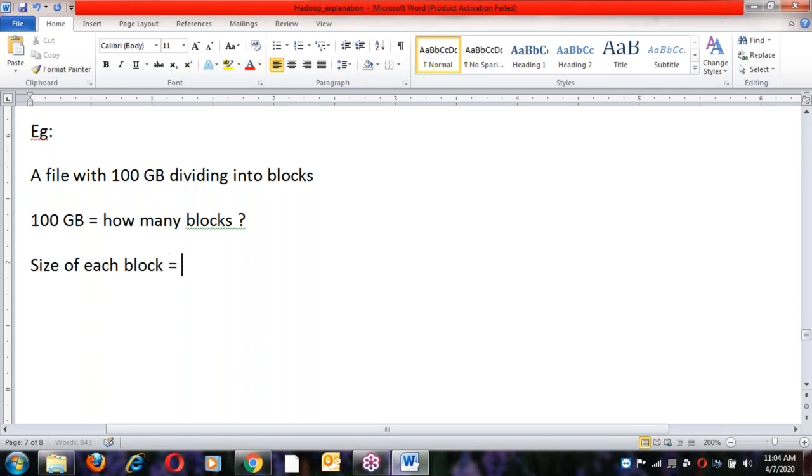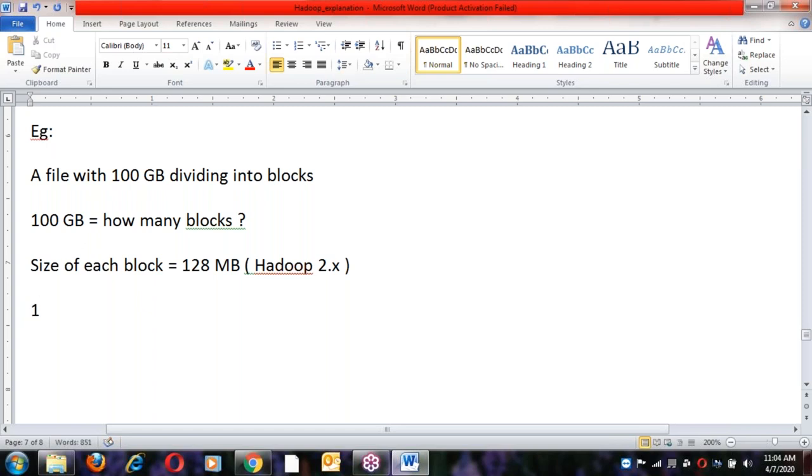The size of each block is 128 MB, which is the default in the Hadoop 2.x version. We are going to work on the 2.x version, that's the reason I am explaining 2.x here.